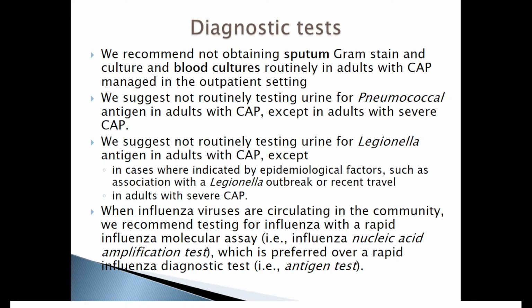In this case, usually broad spectrum penicillins or cephalosporins are effective and there is no need to know which bacteria cause pneumonia, because the most common bacteria is pneumococcus and we know which groups of antibiotics are effective against this bacteria. We suggest not routinely testing urine for pneumococcal antigen in adults with community-acquired pneumonia, except in adults with severe community-acquired pneumonia. So for outpatients, no need to do. The same, no need to do urinary testing for Legionella antigen.